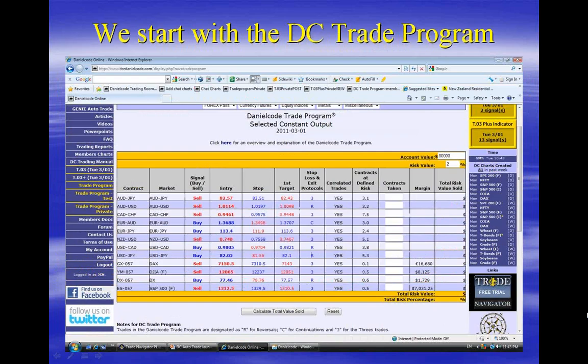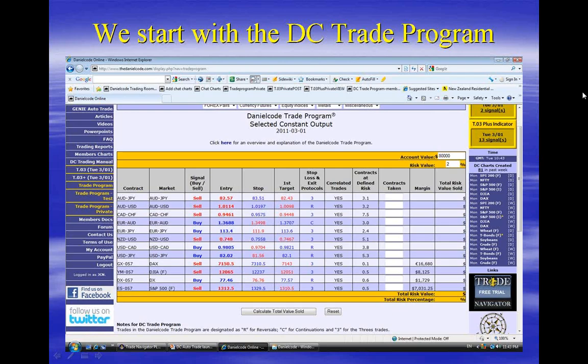This is actually the signals for today, which is Tuesday, and you'll see that there's a fair splattering of Forex signals there, most of which were not elected. Election has a special meaning to the Danielcode. It means that the market must do certain things to pull us into the trade, but you'll be interested to see towards the bottom of this page.